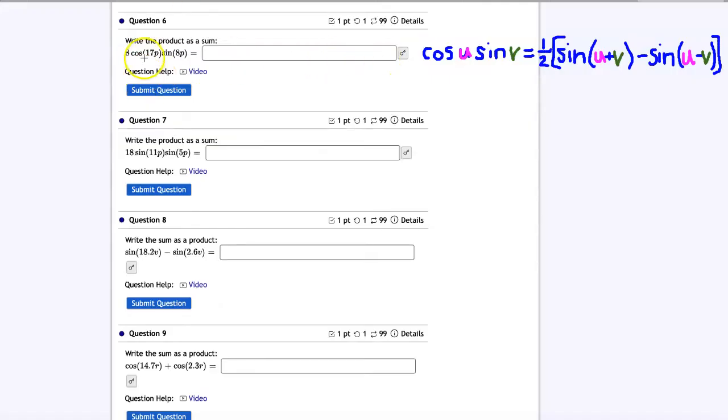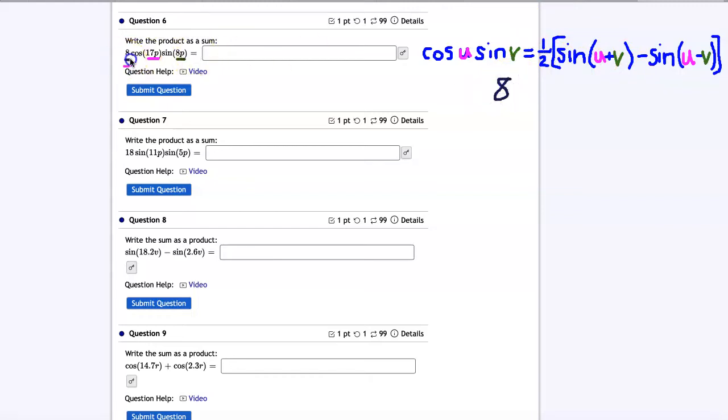Okay, so here's my problem. Here's the formula I have chosen to use, the cosine u sine v. So my u, in this case, is going to be the 17p. And the v in this problem is going to be 8p. So the 8 is just going to stay out in front as I do this work. So here I'm going to go ahead and replace this formula with what I have here on this side. So the 8 is going to stay out in front.